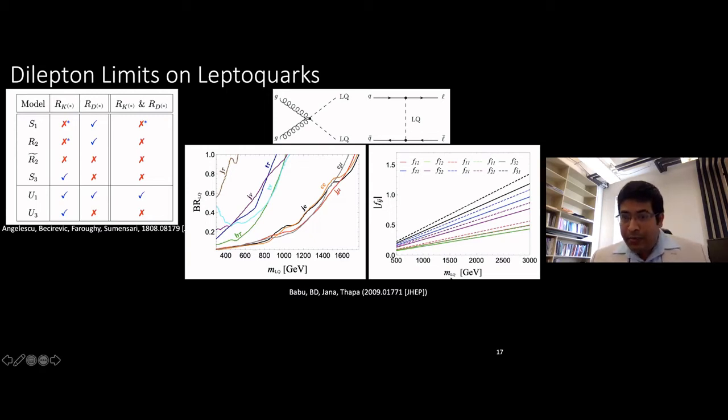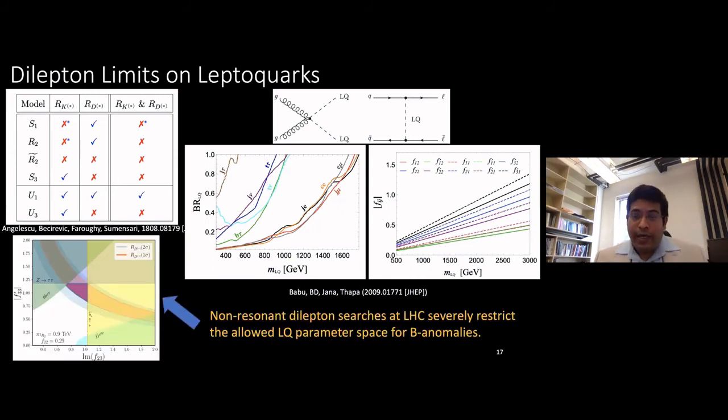And this is the plot here, which gives this mass versus coupling for different flavor final states, depending on whether it couples to first generation or second generation quarks, and also whether it goes to the first, second, or third generation leptons. Okay. And again, it turns out that all these limits are pretty strong now. So you cannot have any Yukawa coupling of order 1, for instance, if you want to have a TeV scale leptoquark.